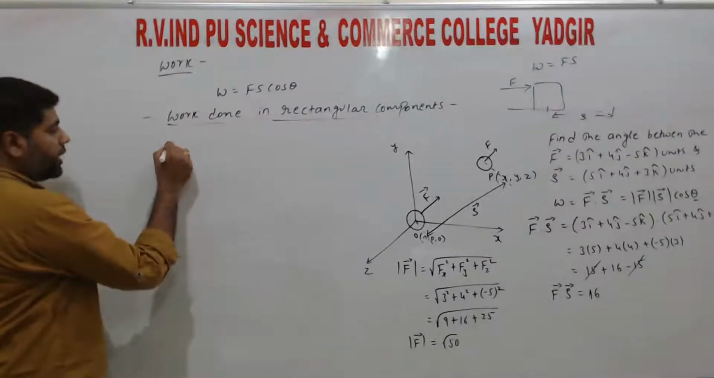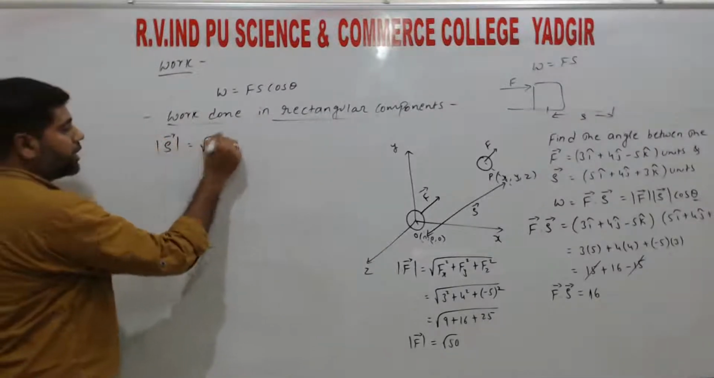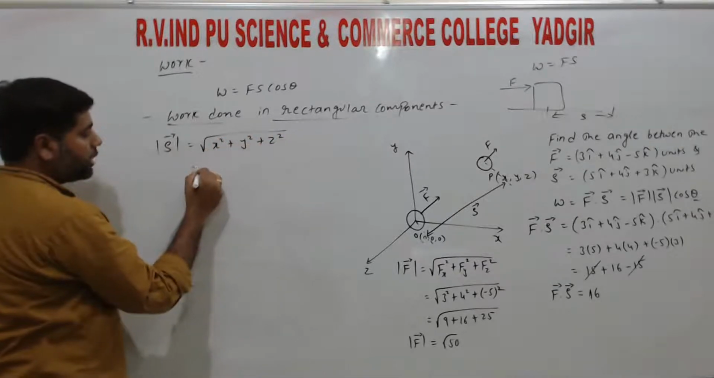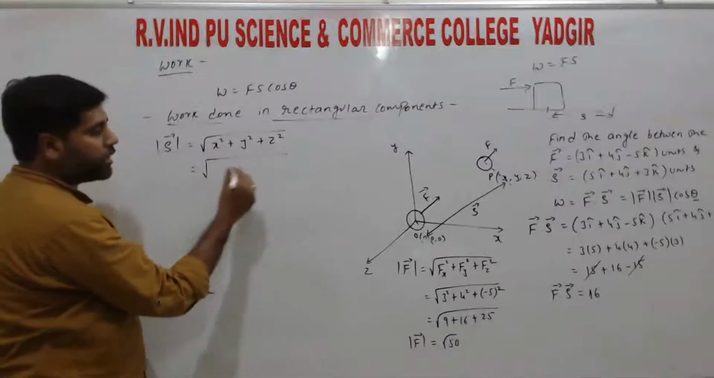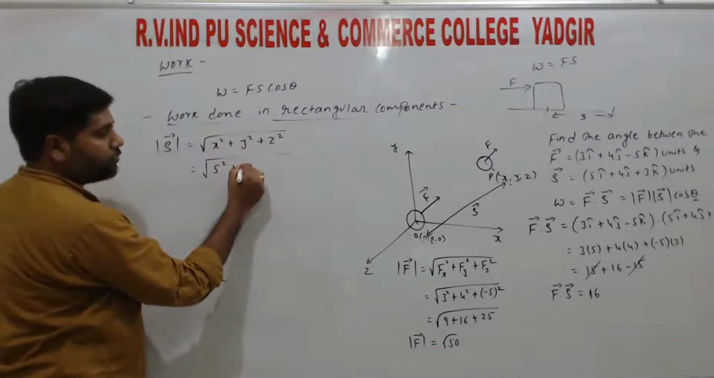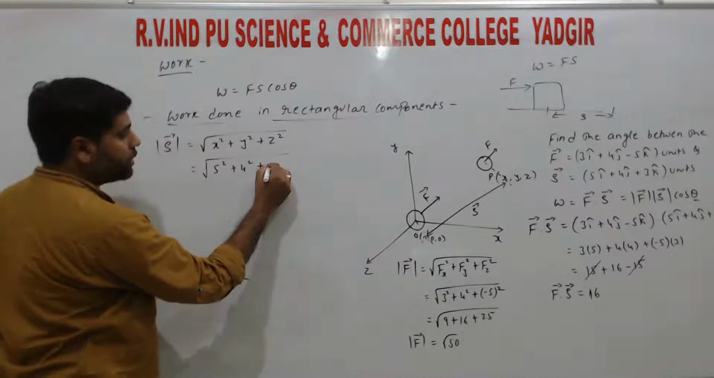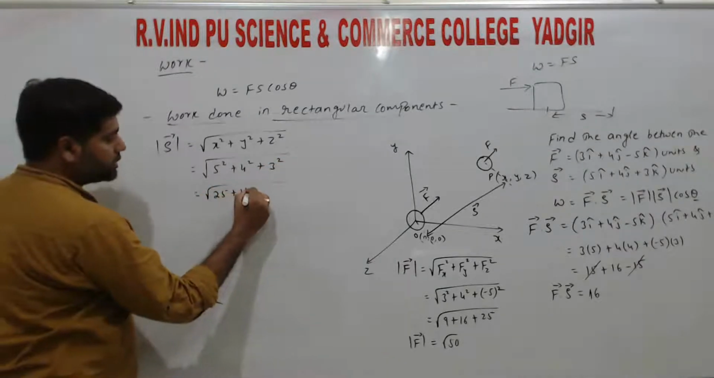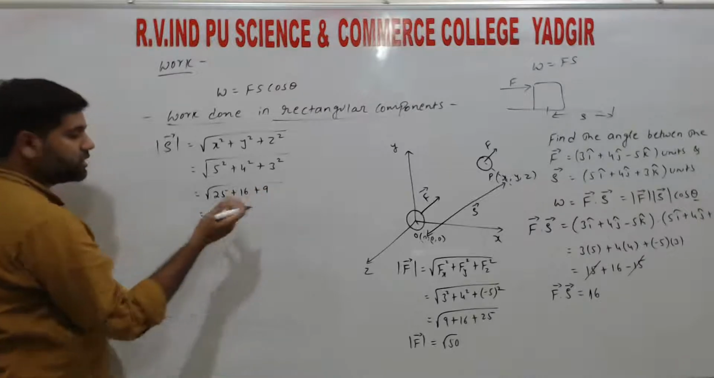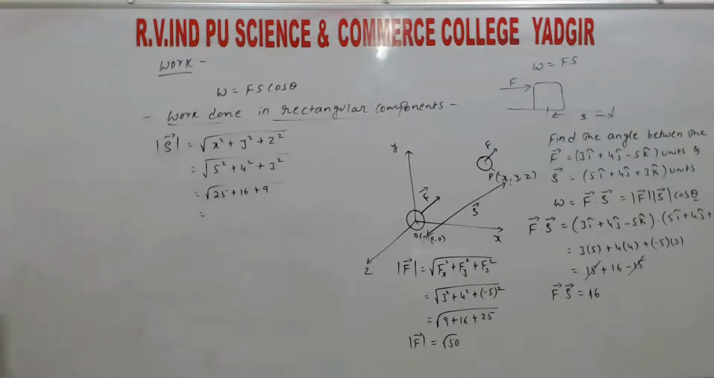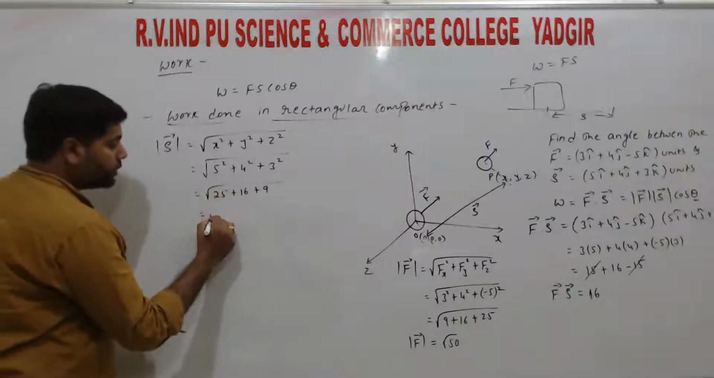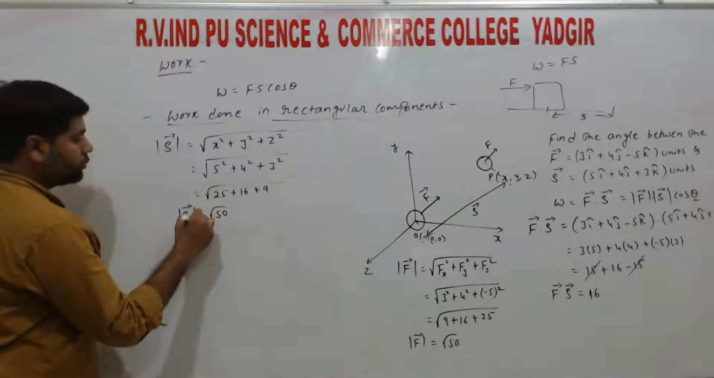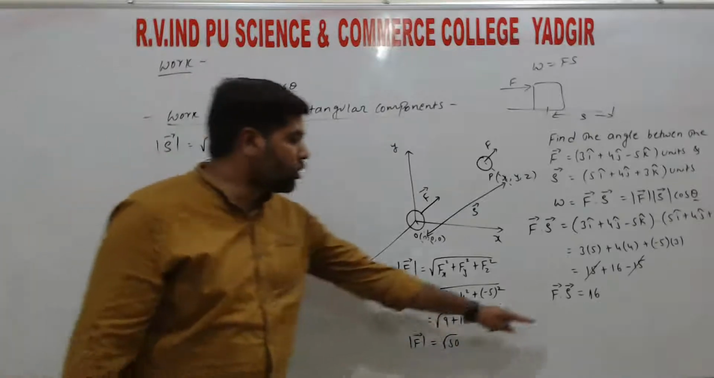Similarly, we need to find the magnitude of the displacement. Again, under the square root of x square plus y square plus z square, right? So the square root of x value 5 square plus y value 4 square plus z value 3 square, so square root of 25 plus 16 plus 9. 16 plus 9 is 25, and 25 plus 25 we get 50, right? So now we have got all the values. We got the F dot S value.